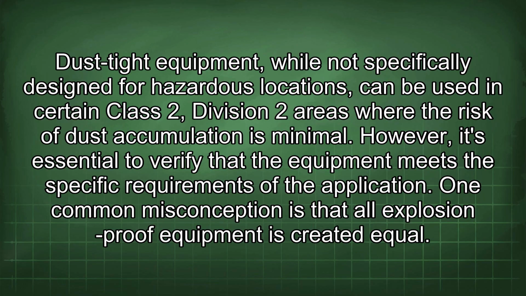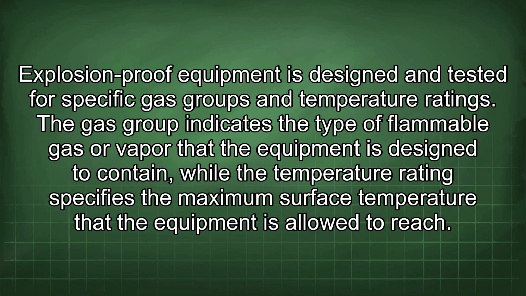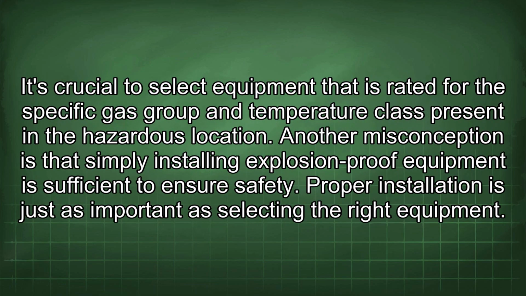One common misconception is that all explosion-proof equipment is created equal. Explosion-proof equipment is designed and tested for specific gas groups and temperature ratings. The gas group indicates the type of flammable gas or vapor that the equipment is designed to contain, while the temperature rating specifies the maximum surface temperature that the equipment is allowed to reach. It's crucial to select equipment that is rated for the specific gas group and temperature class present in the hazardous location. Another misconception is that simply installing explosion-proof equipment is sufficient to ensure safety.